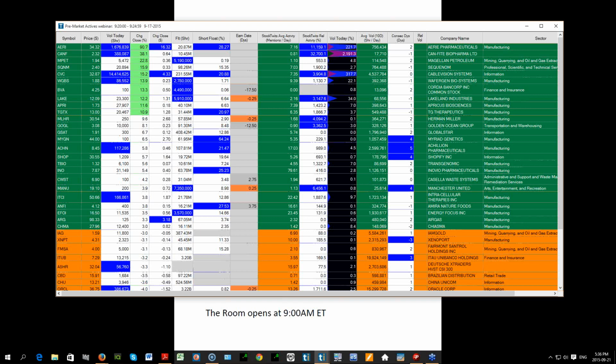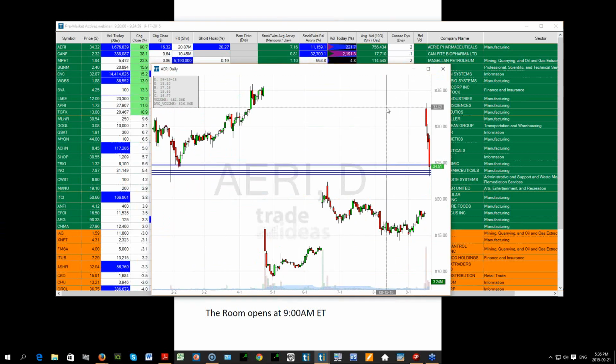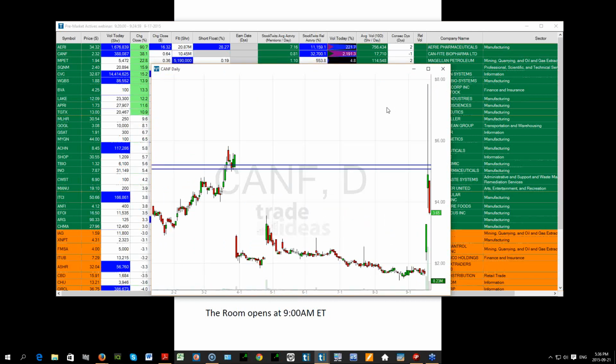Let me bring CANF up here and show you what happened, in case you weren't aware of it. Here's where it closed on Wednesday. This is the Thursday action, and this is the Friday action. Look at this. It got all the way up to almost $8 on Wednesday. It was $1.76. Now, if I look at it today on Monday, it is starting to give it all back.